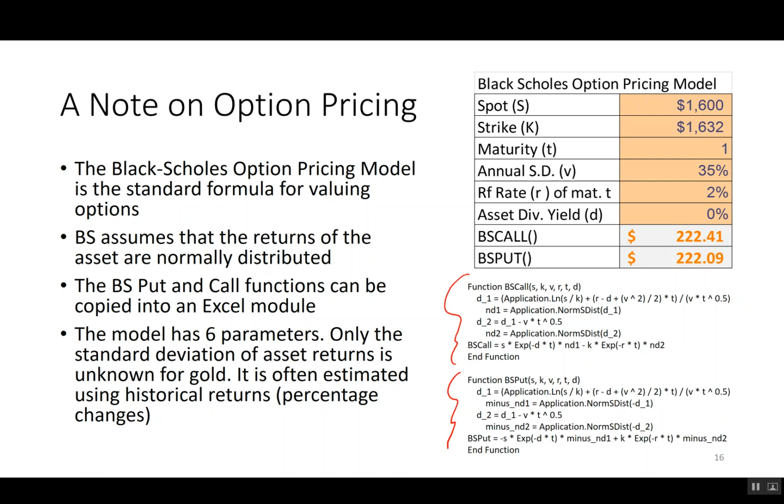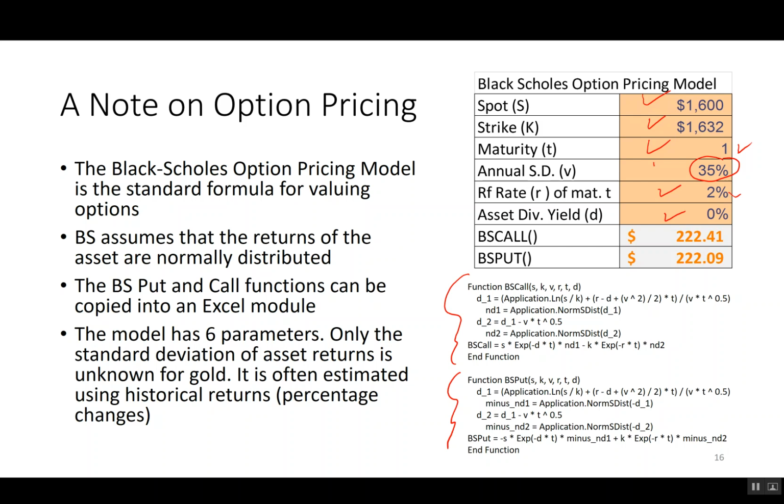The model has a few parameters. Those parameters are the current spot price, whatever you negotiate as the strike price of the option, whatever you negotiate as the maturity of the option in years, say 1 year, your expected standard deviation of the underlying appreciation of gold, or whatever this is, the risk-free rate for a 1 year maturity, and then if this were a stock, I put the stock's dividend yield.